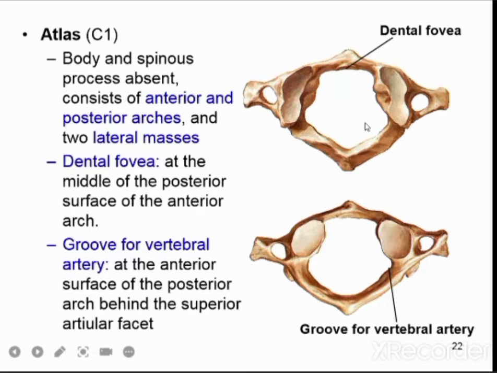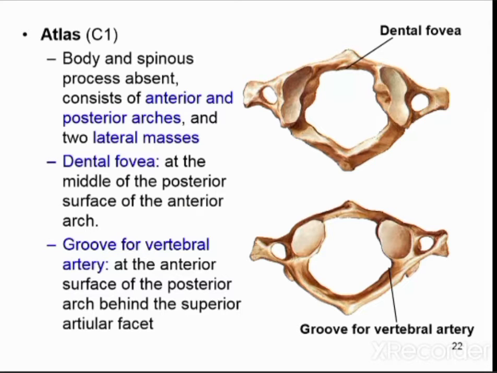The atlas is the first cervical vertebra. It has no vertebral body. We can see here the anterior arch and the posterior arch. We cannot see the spinous process. This is the anterior arch. Here is the posterior arch, left and right lateral masses.